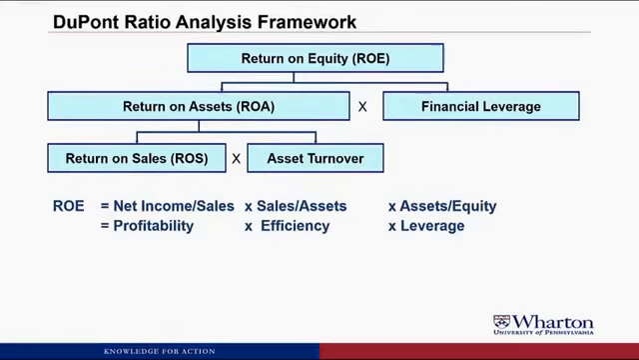So anyway, we've seen that return on equity has two drivers, return on assets and financial leverage. And return on assets has two drivers, return on sales and asset turnover. So the DuPont formula is that ROE equals net income over sales, which is profitability, times sales over assets, which is efficiency, times assets over equity, which is leverage. And what this allows us to do is identify whether a company's advantage or disadvantage in their ROE is driven by their profitability, by their efficiency, or by their leverage.